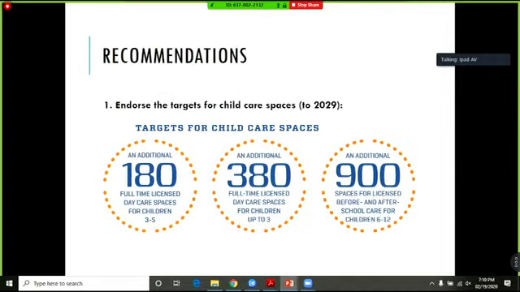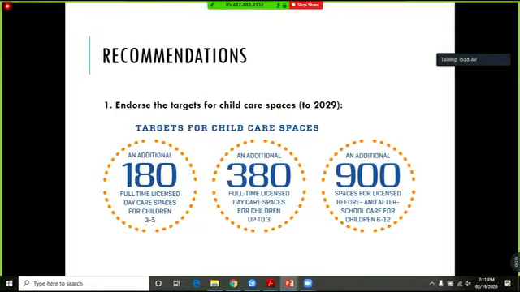So in terms of recommendations, we have 5 recommendations. The first is to endorse the targets for childcare spaces, and this is over a 10-year period. So an additional 180 full-time licensed daycare spaces for children 3 to 5 years old, an additional 380 full-time licensed daycare spaces for children up to 3 years old, so that's for the infants and toddlers, and an additional 900 spaces for licensed before and after school care for children.